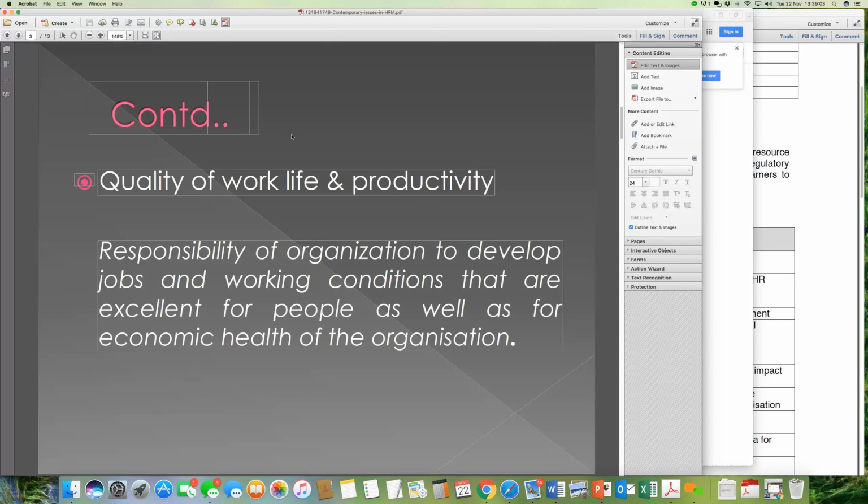So in some cases this becomes a contemporary issue, and the HR department then looks after this particular aspect, wherein they try to balance the work life with the output or the productivity they want from the employee.